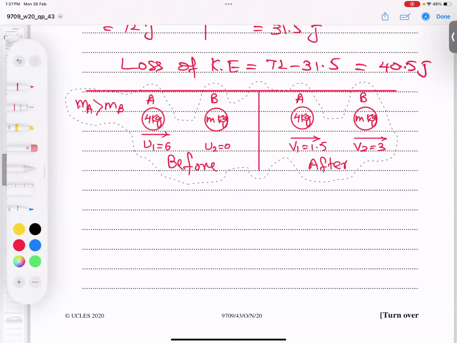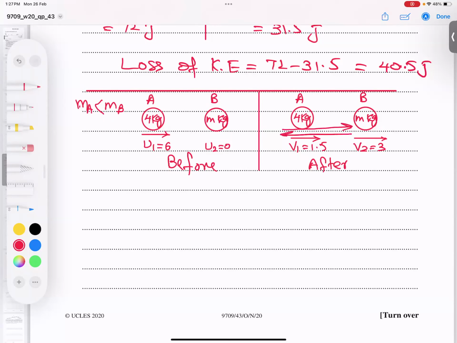Okay. Now in the situation, if MA is smaller than MB, naturally the mass of B is bigger. This mass is bigger. And what is the rule? When a smaller particle hits a bigger particle, it will rebound. So it means only one thing changes: this arrow will come reversed. I think the idea is very clear.